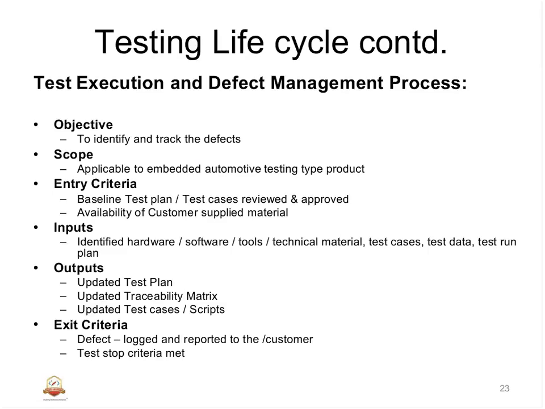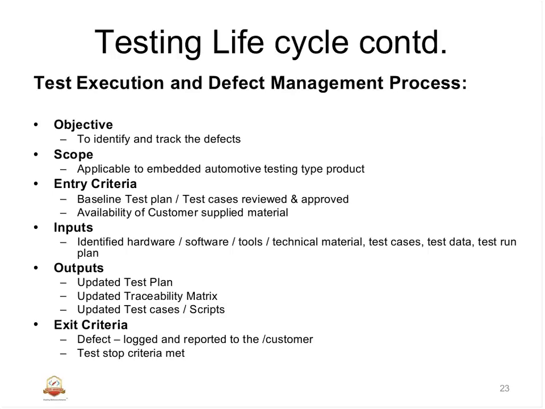As a result of execution, definitely there will be some issues or defects. How those defects are going to be mitigated, or how those defects are going to be fixed, and how they are going to be tracked, all this will be part of this objective. And the scope is again for testing the automotive test product. Here the entry criteria is the baseline test plan.